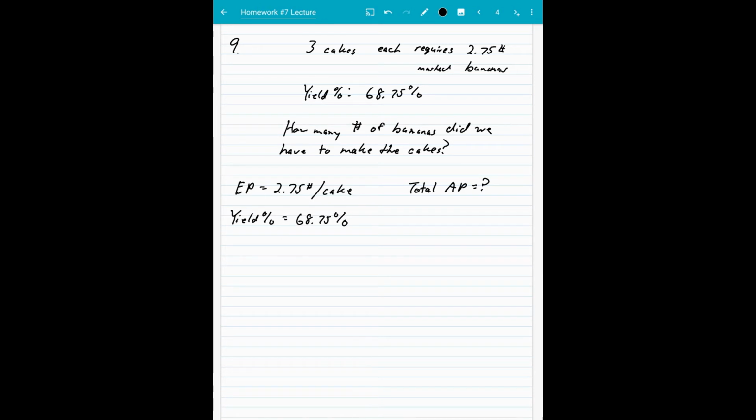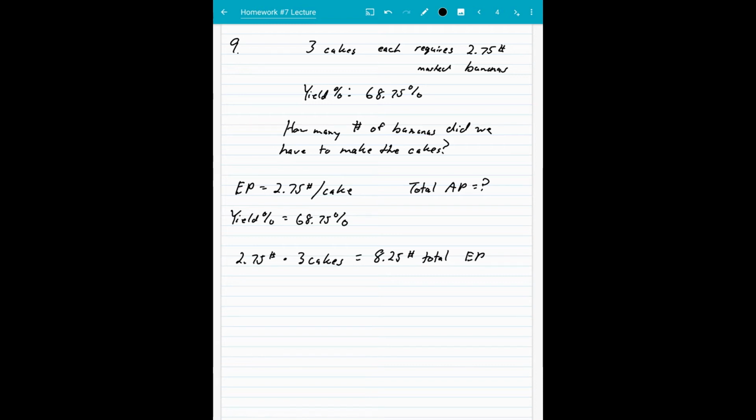So in order to do that, we first need to find our total EP, right? Remember, this 2.75 pounds represents per cake. We have 3 cakes. So 2.75 pounds times 3 cakes. 2.75 times 3 gives us 8.25 pounds total. And this is our EP weight.